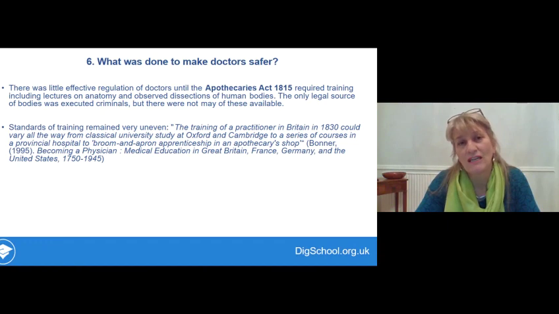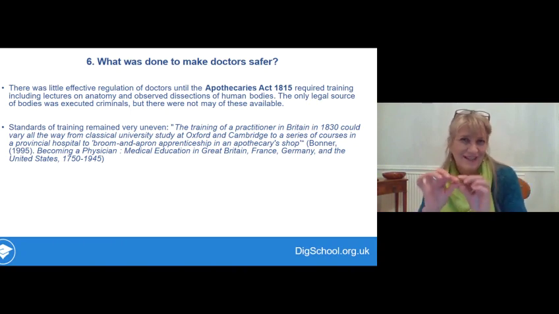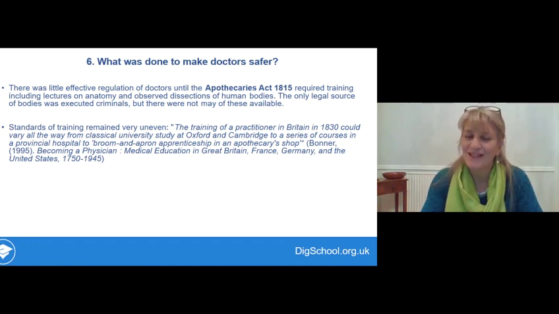As a result, standards of training remained very uneven. This Bonner's book here comments that in 1830 a medical practitioner could have had the highest level of training at a university like Oxford or Cambridge, one of the still few universities in the UK at that time, or it could have just been a few courses in the local hospital, or what he describes as broom and apron apprenticeship in an apothecary shop, which really doesn't sound very sophisticated. So although people were supposed to be trained, it was a little bit hit and miss.